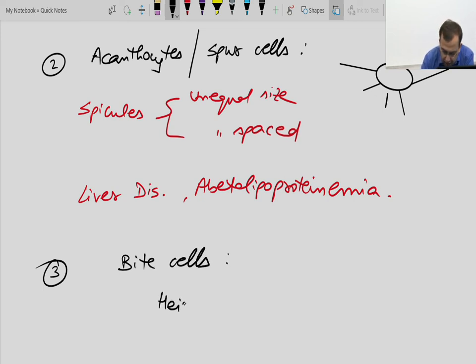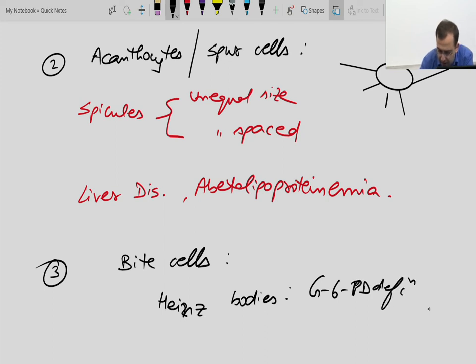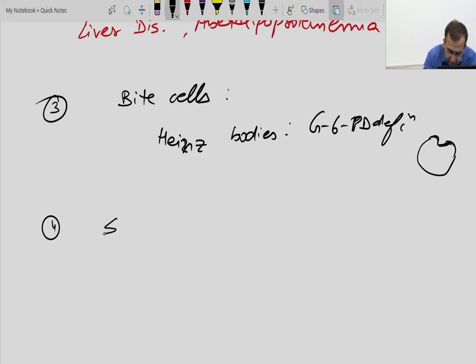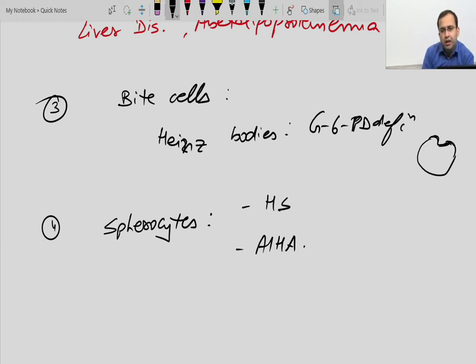which along with Heinz bodies are seen in G6PD deficiency. I'm very sure you already know what a bite cell looks like. It is an RBC which is bitten. This is what it looks like, a bite cell, G6PD deficiency. Next is spherocytes, seen in hereditary spherocytosis and autoimmune hemolytic anemia. How do we identify spherocytes? They lack the central pallor.